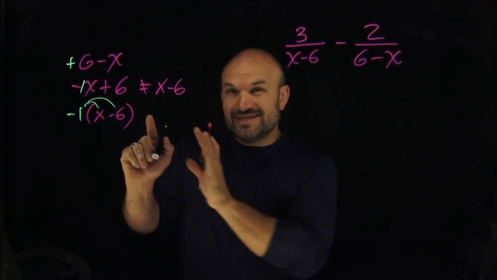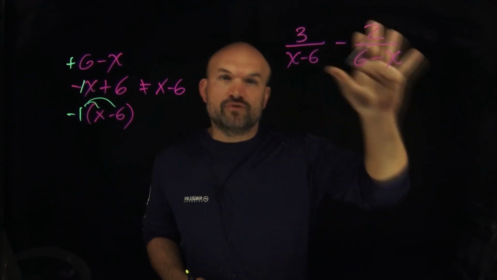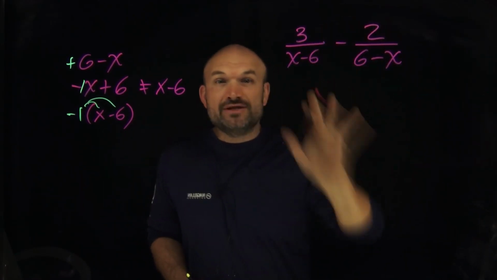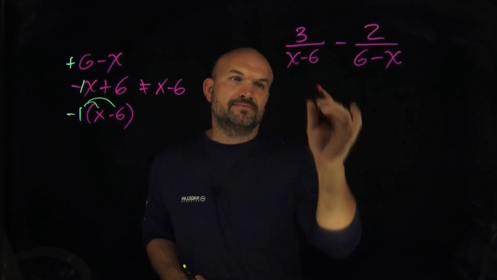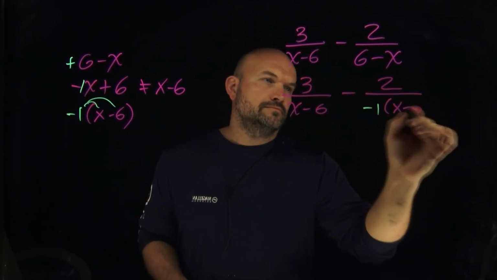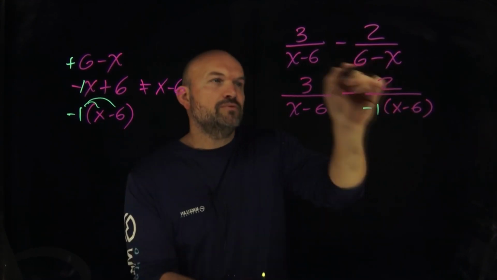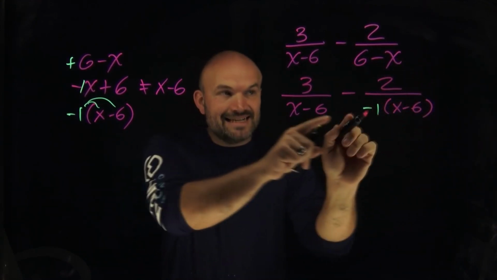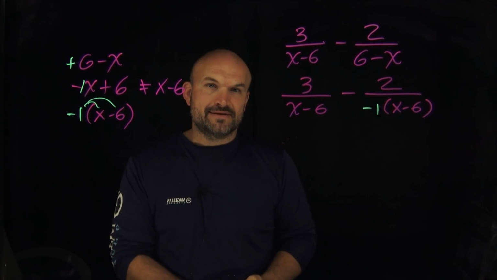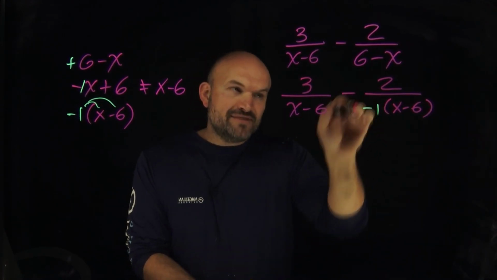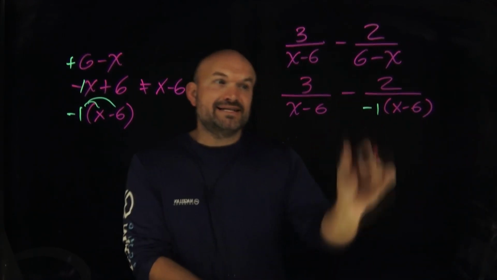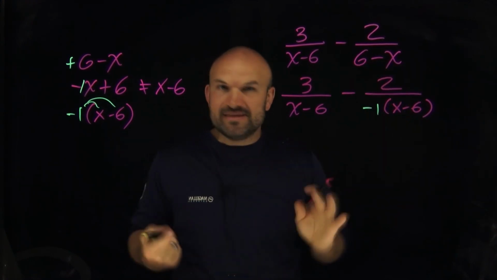Ta-da! So let's use this knowledge now to rewrite this expression, so that we don't make a mistake when we see a problem like this. Okay, so now you can see I just rewrote this 6 minus x as a negative 1 times an x minus 6. Now, here's the cool thing. Whenever you have a negative in the denominator, you could rewrite it in front or up top. It really means the exact same thing.